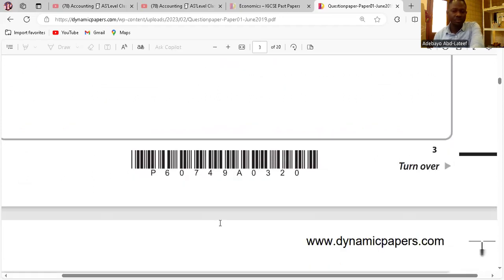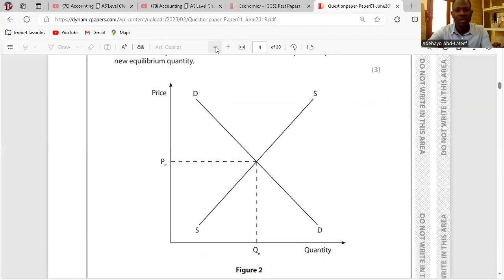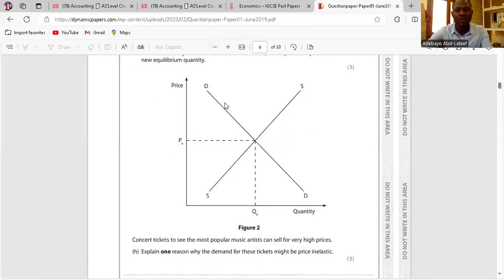Question G. Make the graph a bit smaller so everybody can see. Okay. It's fine now.